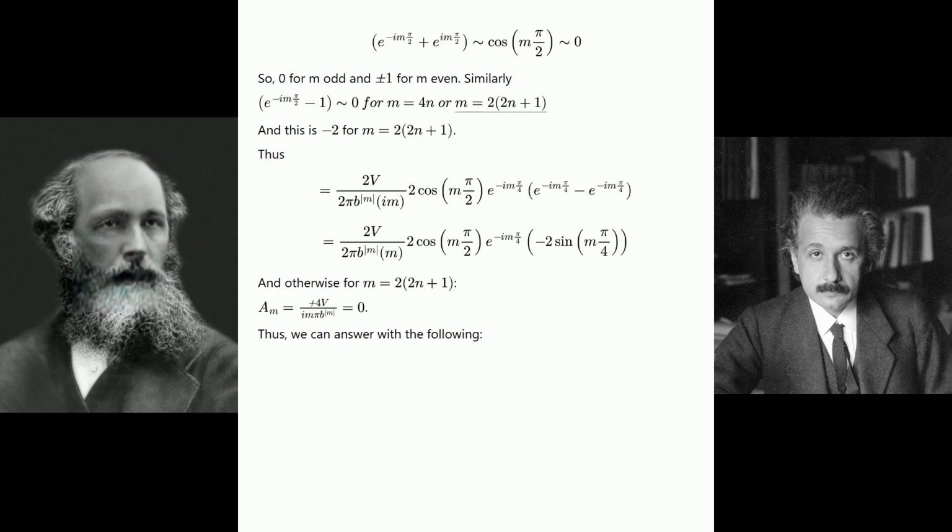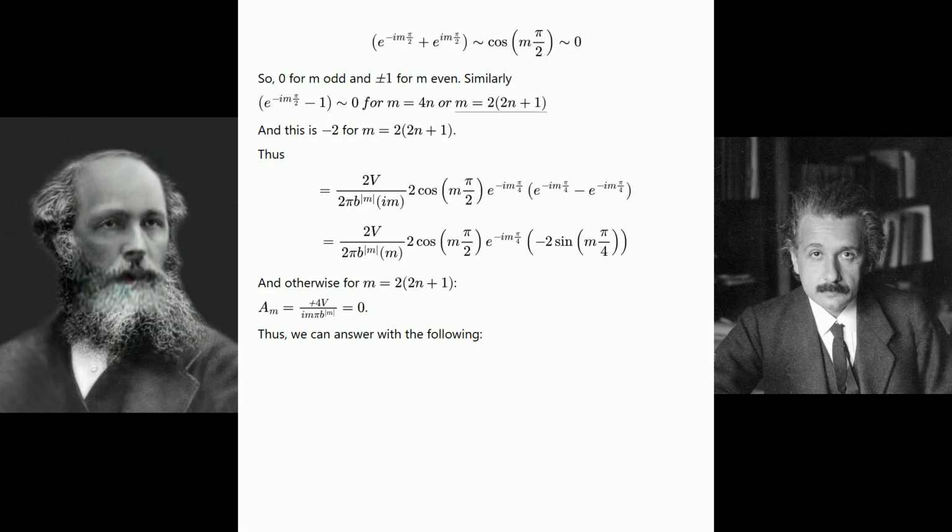So, 0 for m odd and plus or minus 1 for m even. Similarly, e raised to the negative m pi over 2 power minus 1 is 0 for m equals 4n, and for m equals 2 times 2n plus 1 it is negative 2. Thus, see the equation. And otherwise for m equals 2 times 2n plus 1, A sub m equals positive 4V over m pi b raised to the absolute value of m power, and equals 0 otherwise.